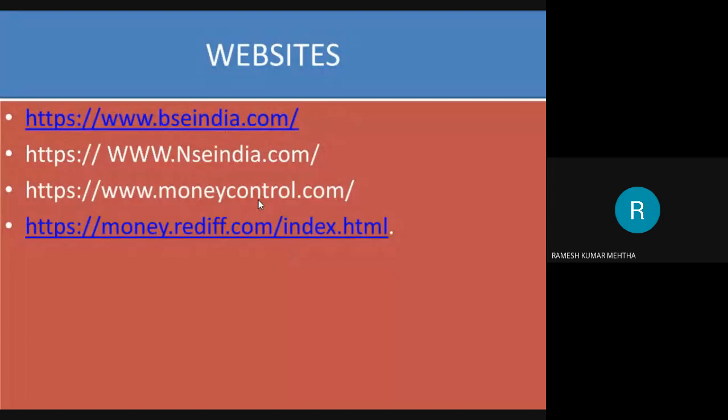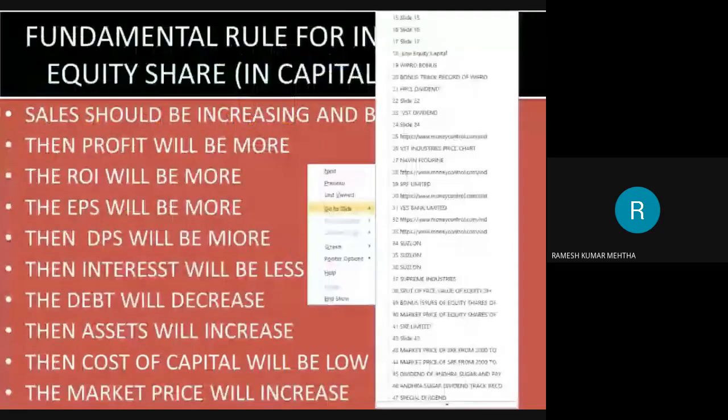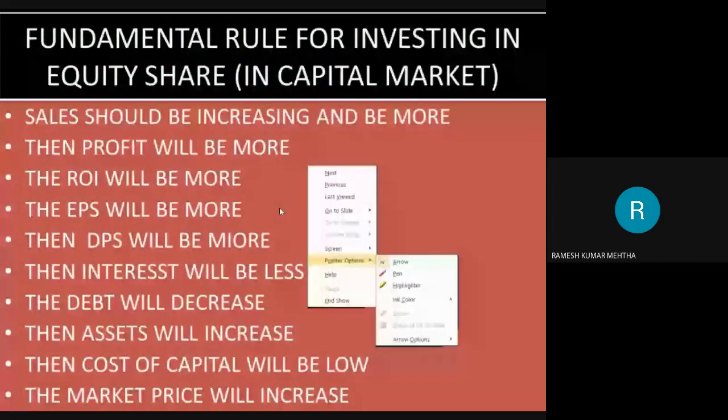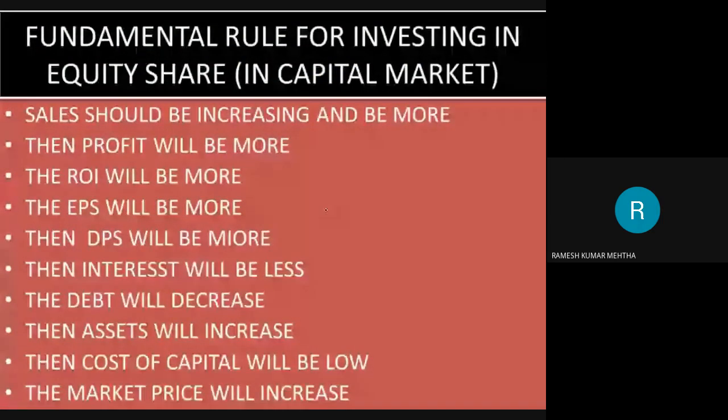Last but not the least, the last slide of this particular topic: the sales should be increasing, the profit should be increasing, the ROI, returns on investment, should be increasing, the earnings per share should be increasing, the dividend per share will eventually increase, interest should be less, the assets should increase, and the cost of capital should be low. And then because of all this, the market price will rise.